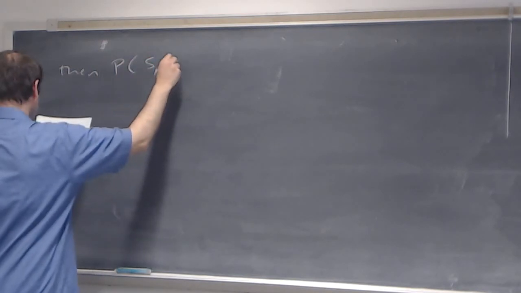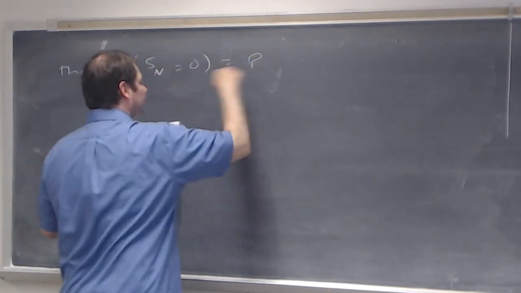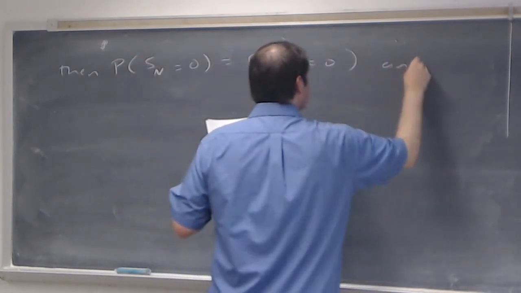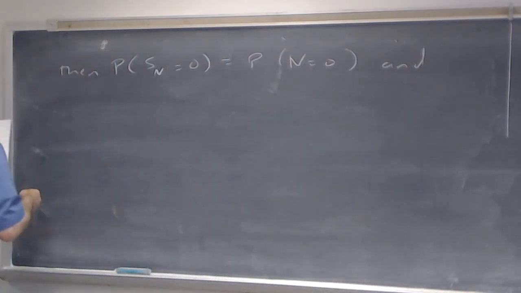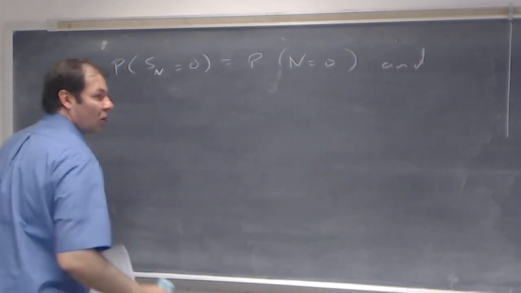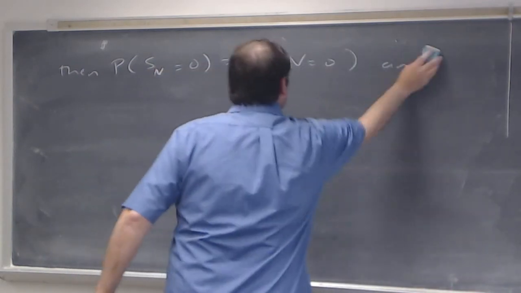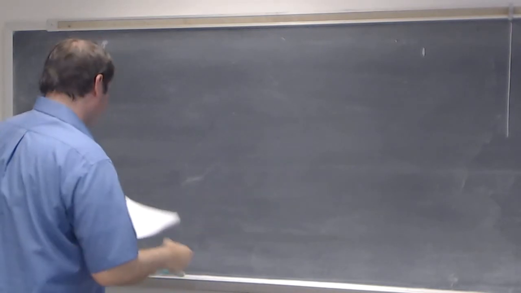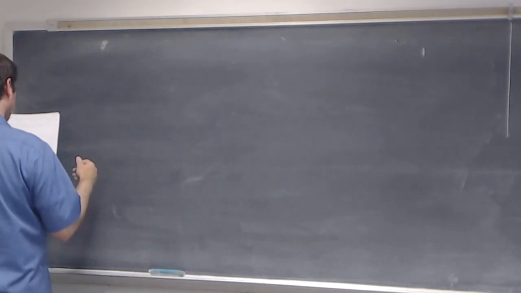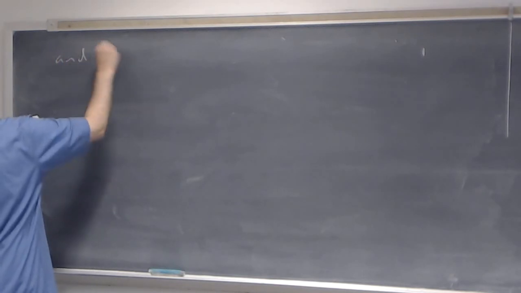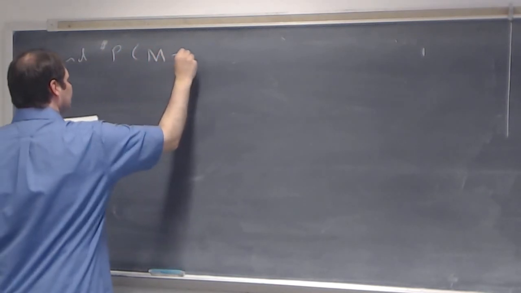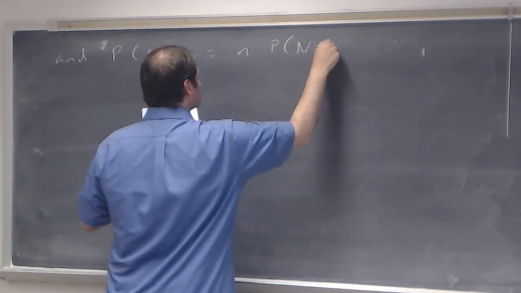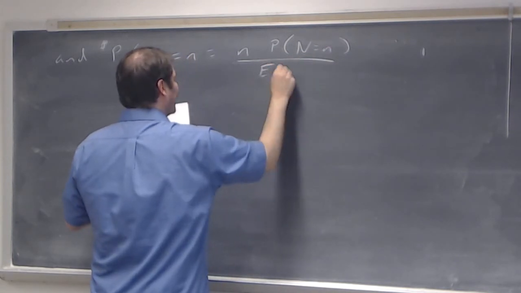The probability that S of n equals 0 is equal to the probability that n equals 0. And, oh gosh, I forgot something. Sorry. I need to say something more about m. So m is this random variable, it's independent of the sequence of x of 1, x of 2, and the probability of m equaling little n is n times the probability of big N equals little n over the expected value of n.